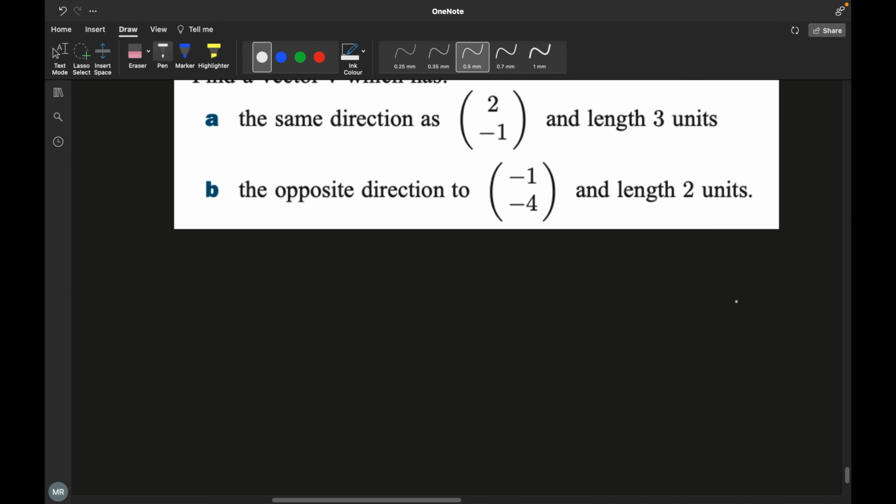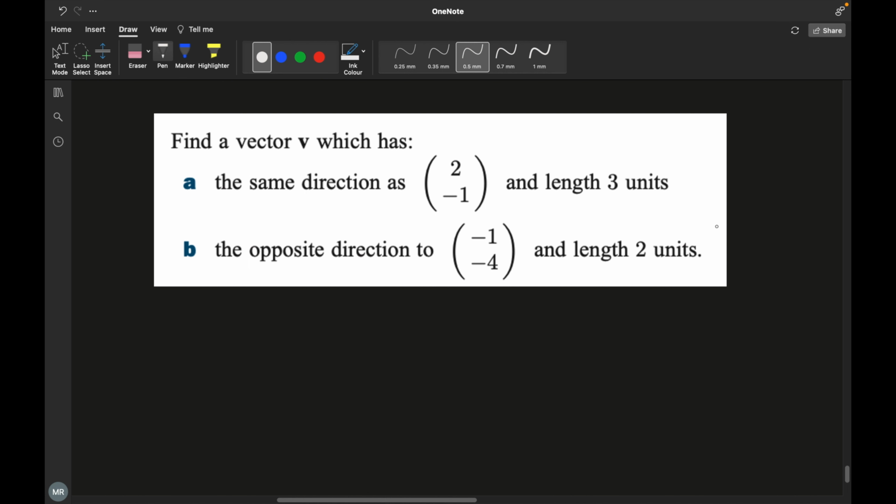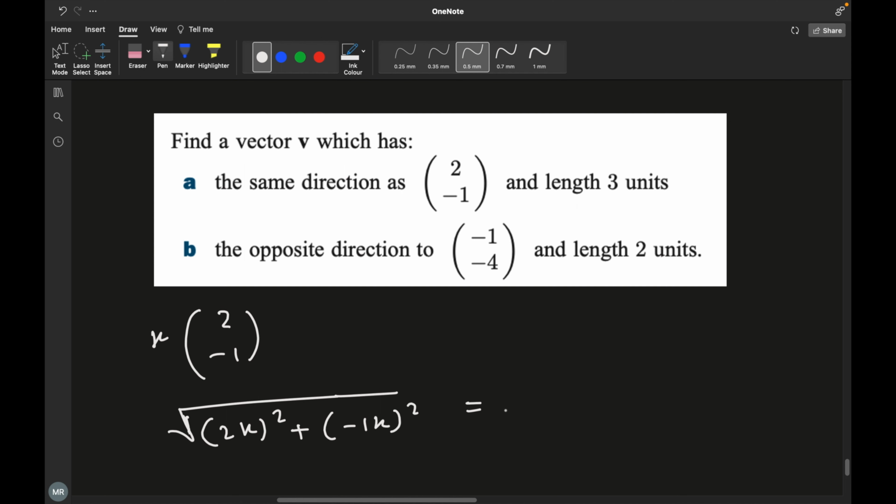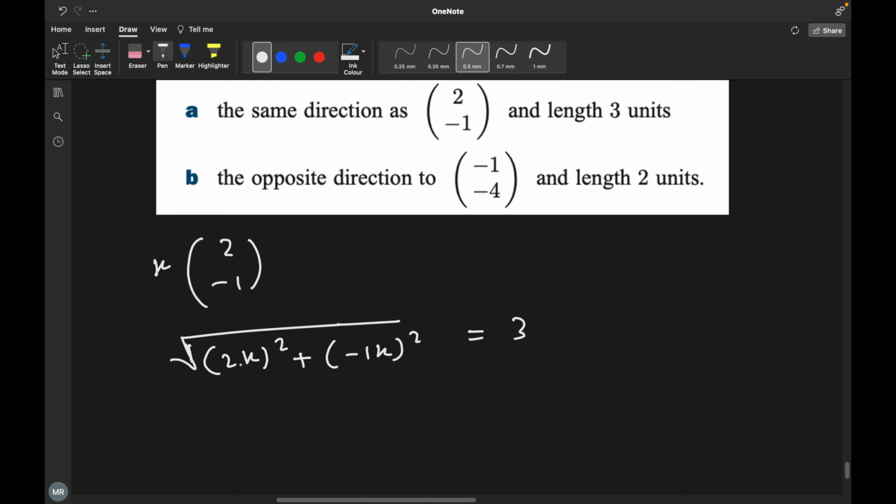Okay, I think this is the last question. We have to find the vector v, which has the same direction as (2, minus 1) and length of 3 units. This basically is telling you that the magnitude is 3, and therefore we can say k multiplied by (2, minus 1). If we find the magnitude of this, which is the square root of (2k) whole squared plus (negative 1k) whole squared, it is essentially 3. And therefore we can expand this.